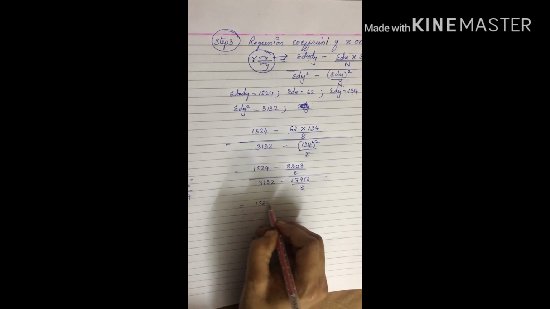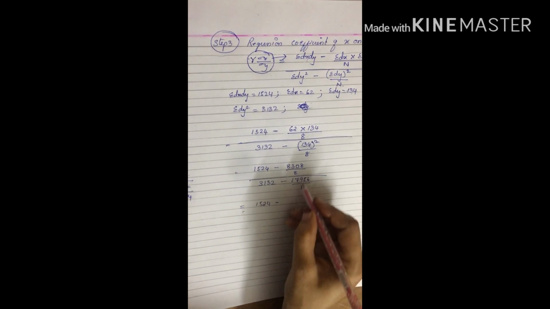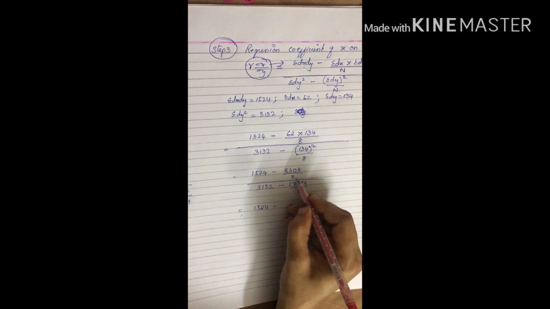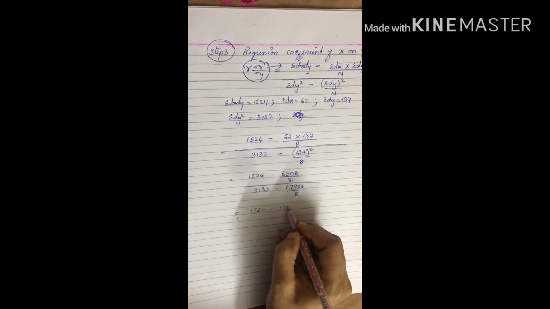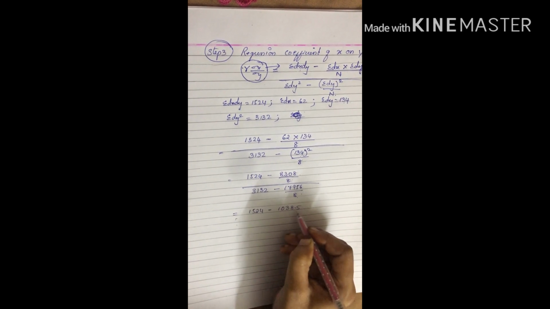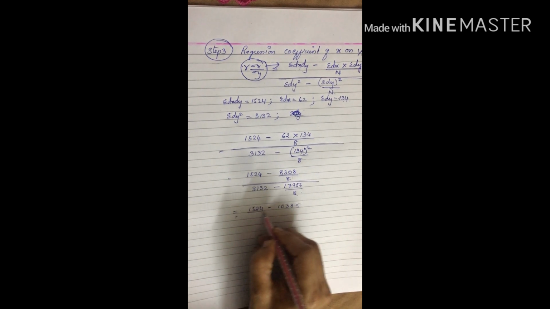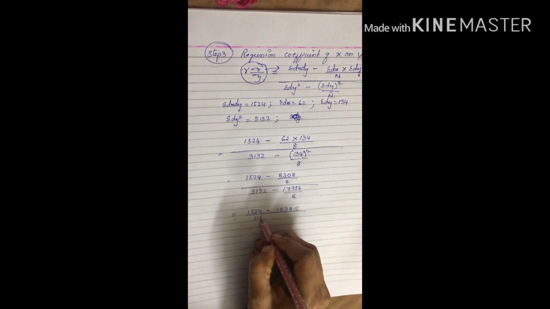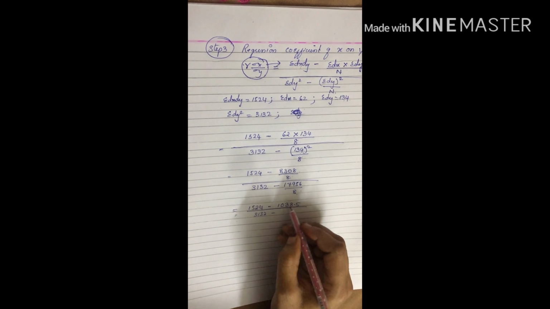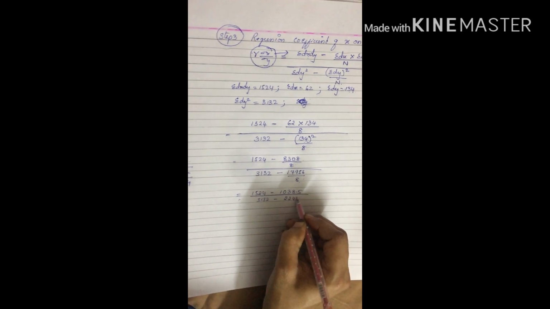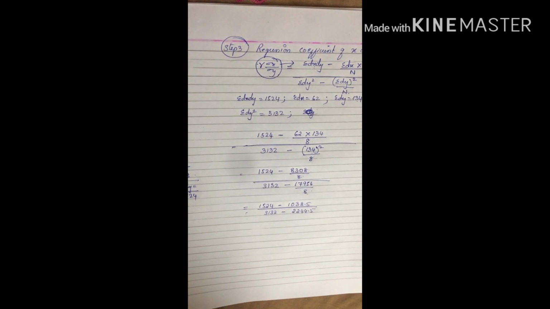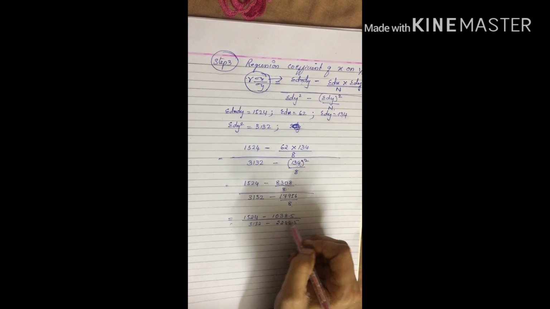1524 minus 8308 divided by 8 is 1038.5. Then 3132 minus 2244.5. Divide this one, you'll get these values.